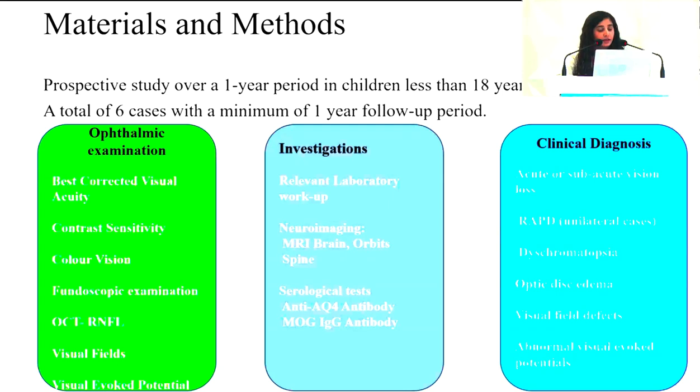Our ophthalmic examination comprised BCVA, contrast sensitivity, color vision, and fundoscopic examination. Investigations comprised a relevant neuro laboratory workup, neuroimaging like MRI brain, orbits and spine, and serological tests comprising MOG antibodies and anti-aquaporin 4 antibodies. The final clinical diagnosis was made on the basis of the presence or absence of RAPD, dyschromatopsia, optic disc edema, visual field defects, and abnormal VEPs.